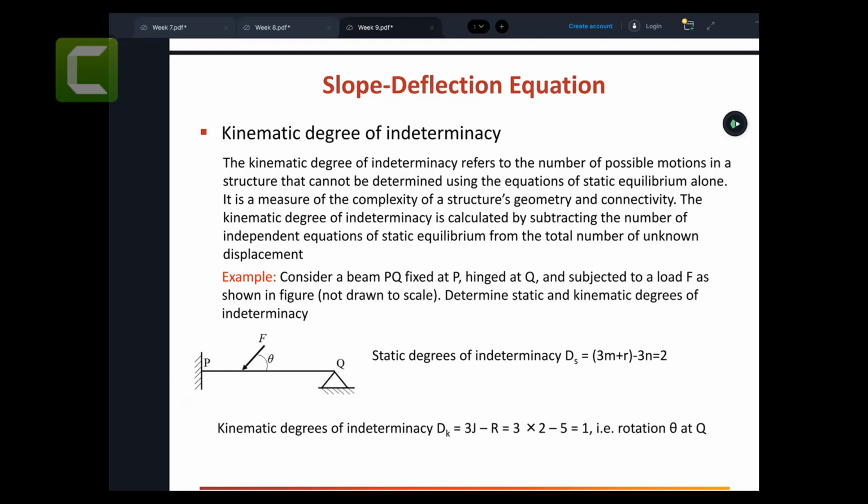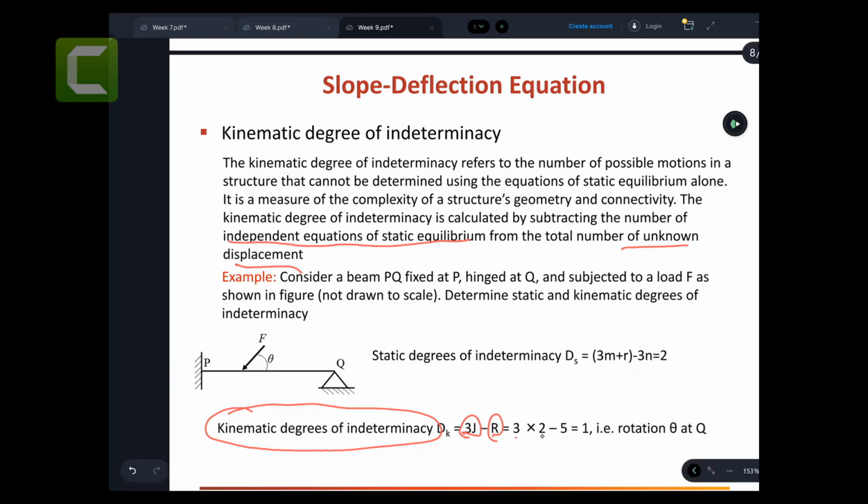Now, this week I'm introducing the new terminology, which is kinematic degree of indeterminacy, DK. Now the equation, I just put it there for you all to understand. 3j minus r, where j is the number of joints. By the way, that is the same thing as the definition: how many equilibrium equations and how many unknown displacements you have. So in this case, you have 3 times 2.